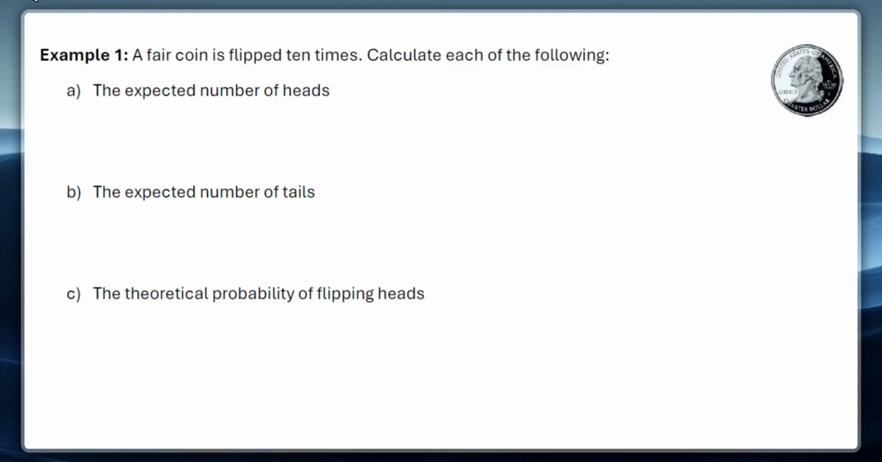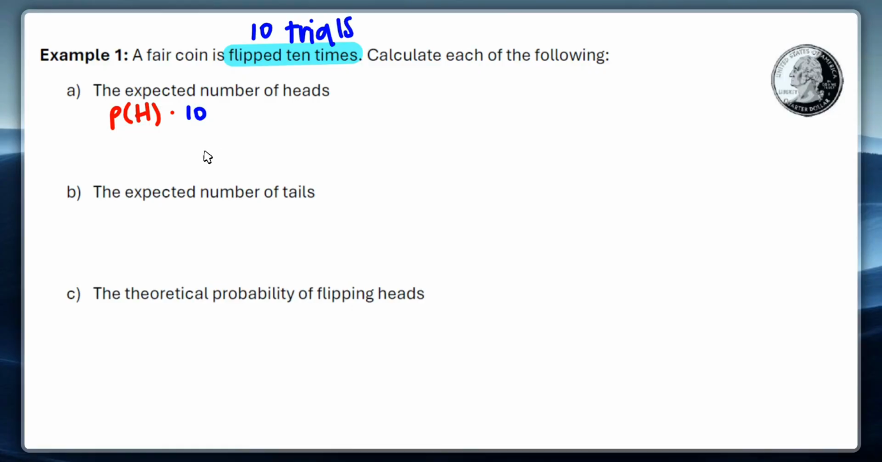So with that being said, let's jump into the first example. It says a fair coin is flipped 10 times. Calculate each of the following. Now, it says calculate the expected number of heads, right? If we pay attention to what is being said here, we can see that the coin is flipped 10 times. So what this represents is 10 trials or 10 flips. How do I calculate the expected number of heads? We do so by finding the probability of flipping a head and multiplying by the number of trials, which we said is 10 trials.